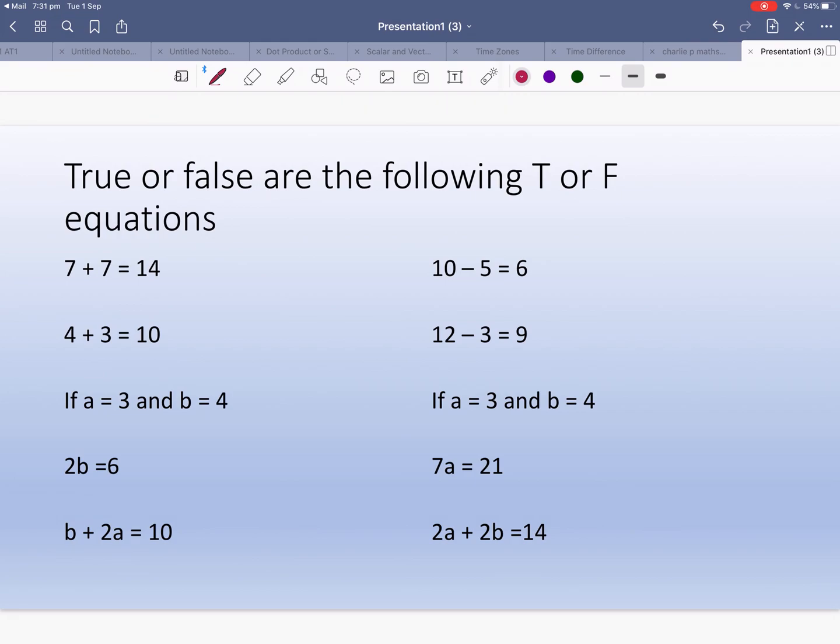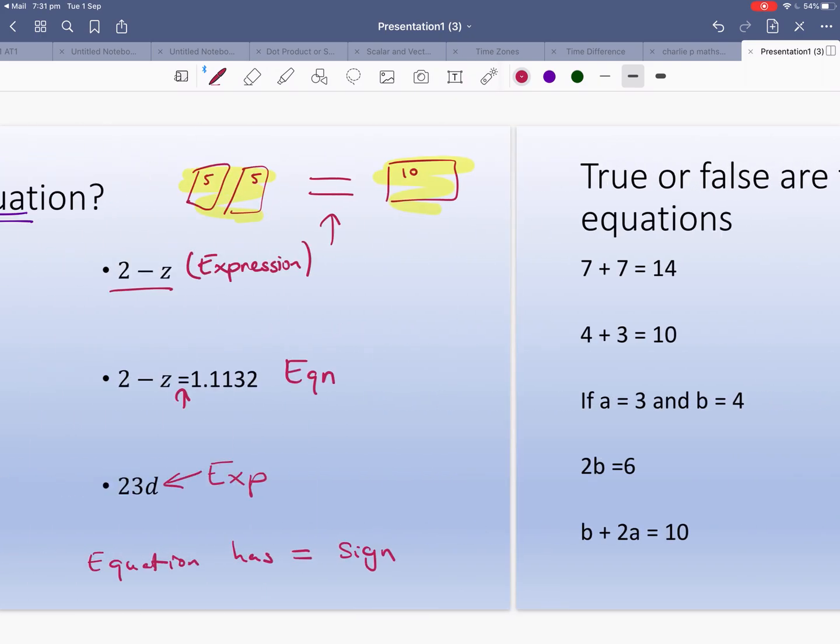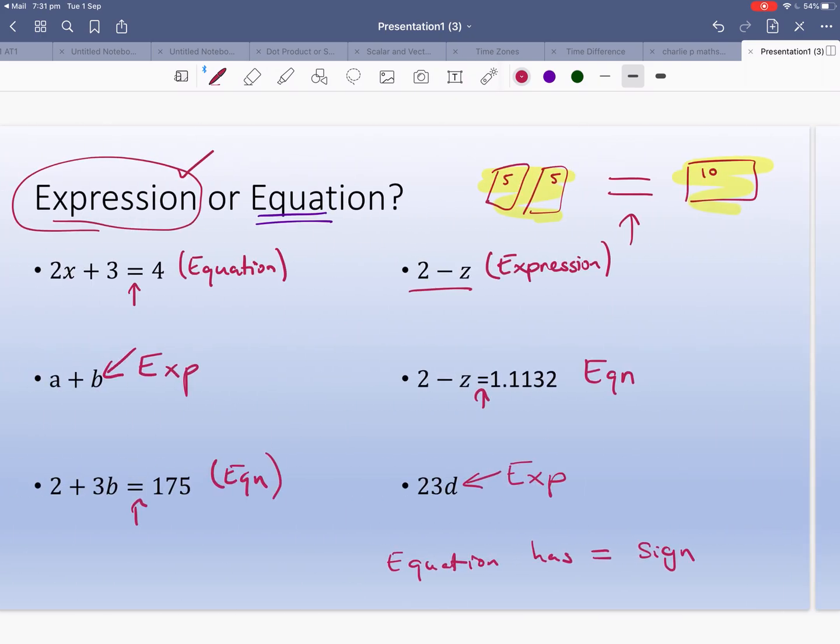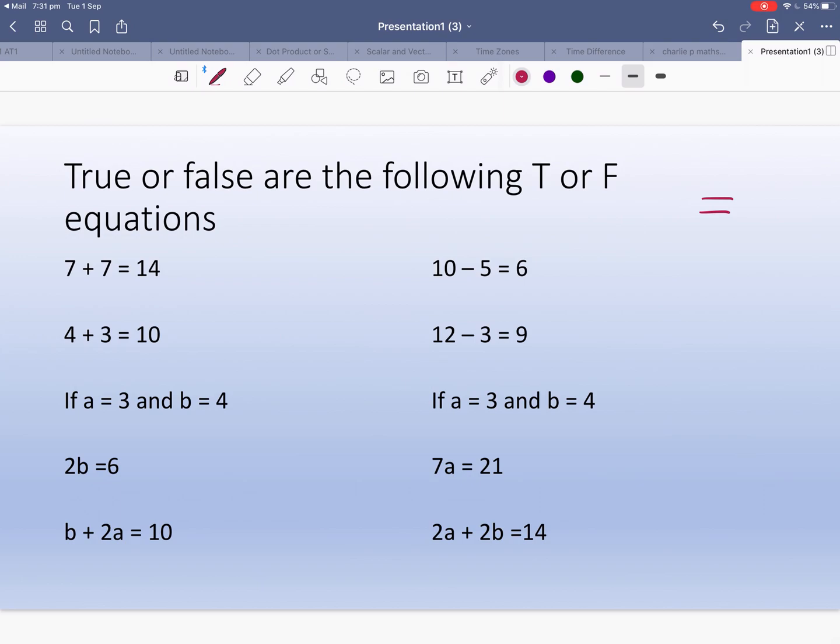All right, what we need to know is that the equal sign is balanced. Like we saw over here, we had 2 fives equals 10. So we want to see that the left-hand side, so that's this side, is equal to the right-hand side. Now, let's look at this. 7 plus 7, that's 14. Yeah, that's equal to 14. So that equation is true.